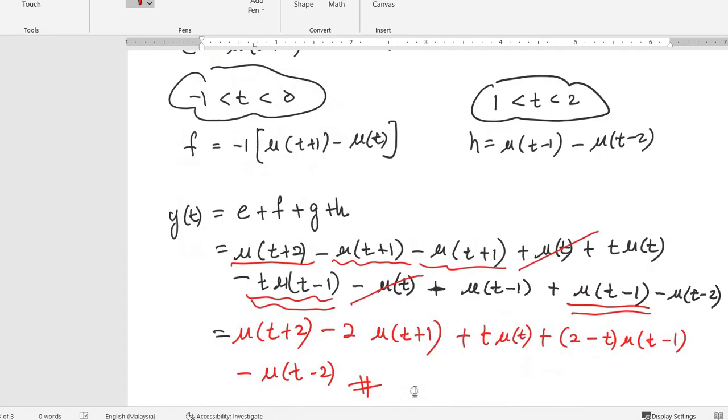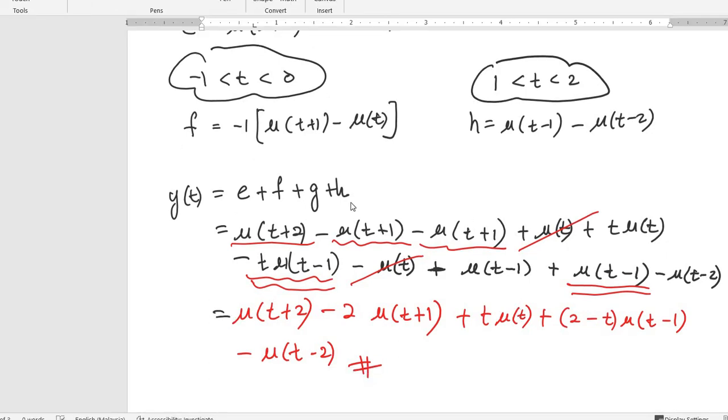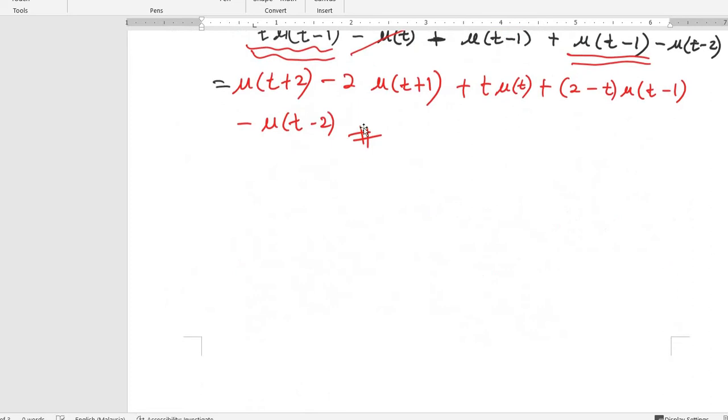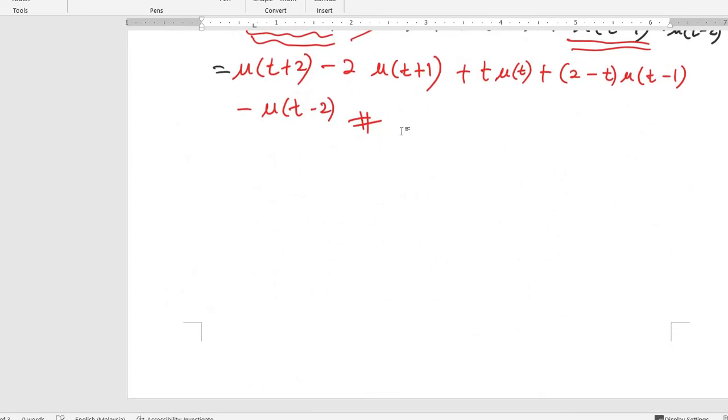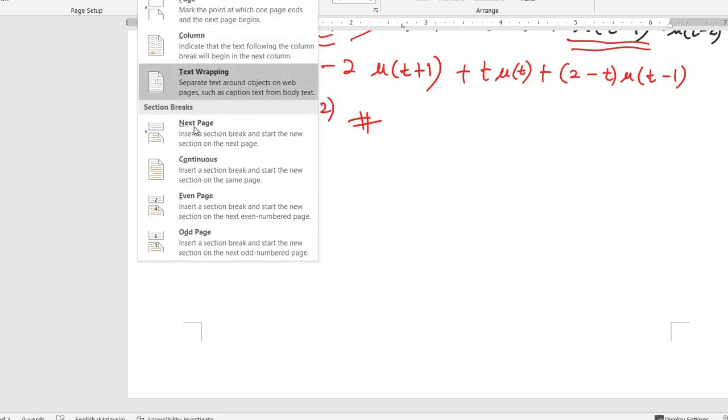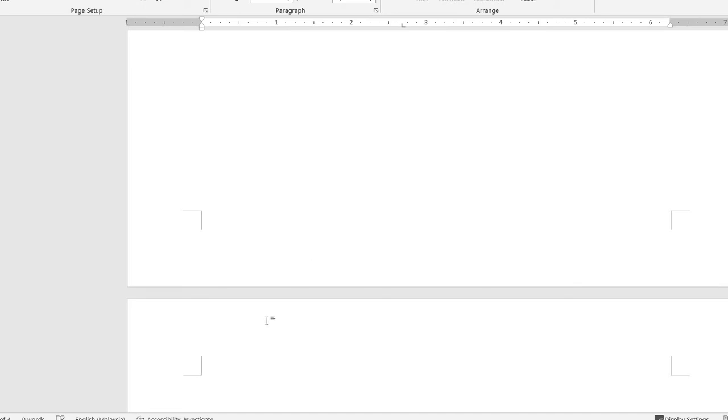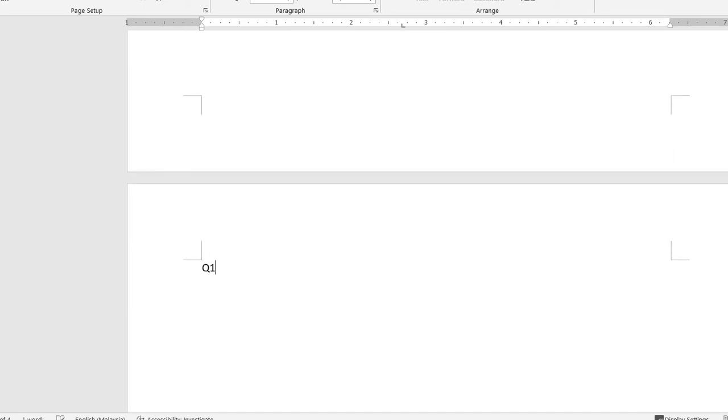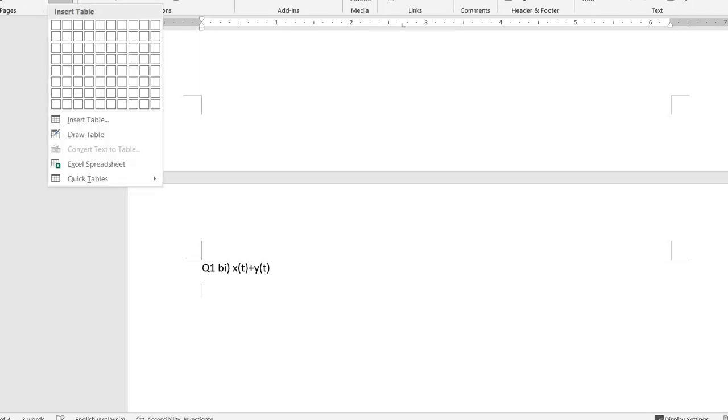Okay, this is easy since you already have the answers from A, B, C, D, E, F, G, H. So you just put them into table form only. I would recommend for x(t) plus y(t) that you use the table form to solve the question, which makes your life easy. Okay, so this is Q1 D1. The question is for x(t) plus y(t). Okay, you draw the table first. You insert the table.